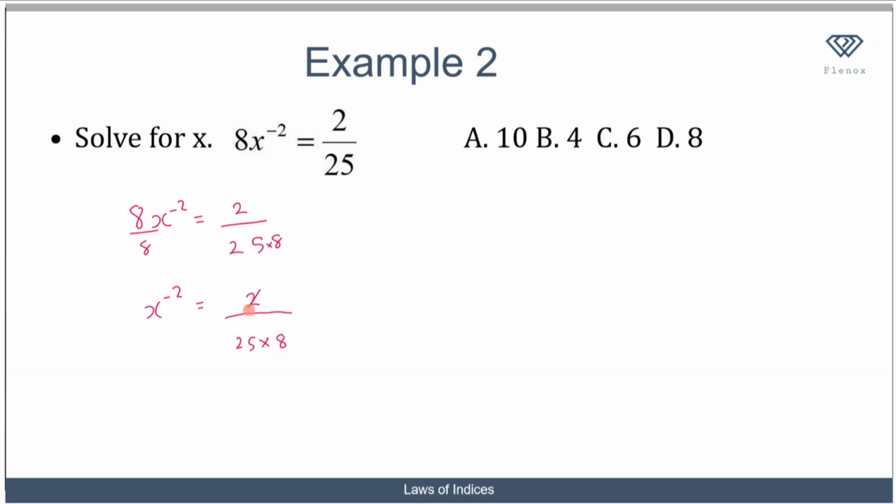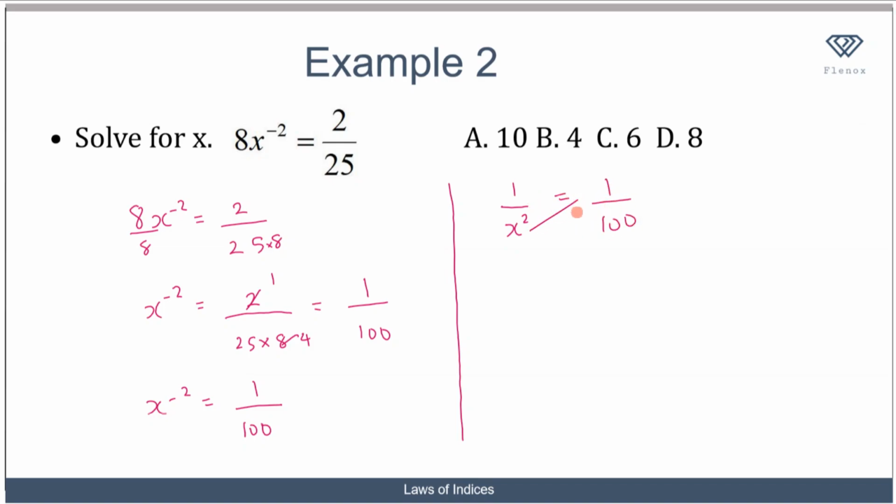Can divide that out. 2 will go here 1, 2 will go here 4. So x to the power of minus 2 is equal to 1 over, what is 25 times 4? 25 times 4 is 100. So x to the power of minus 2 is equal to 1 over 100. Now x raised to the power of minus 2, if you remember, to remove the minus sign, I just find the reciprocal from our law of indices. It's the same thing as writing 1 over x squared. So 1 over x squared is equal to 1 over 100.